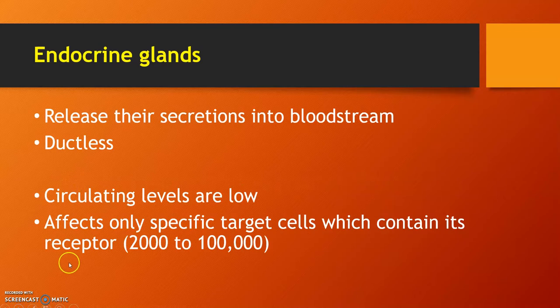Now let us see what are endocrine glands. Now endocrine glands are the ductless glands. That means they do not have any ducts through which they release their secretion, and hence their secretions are released directly into the bloodstream. Their circulating levels are low and they have specific target cells which possess receptors which are highly specific to that particular endocrine secretion.